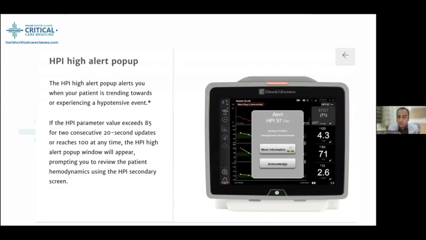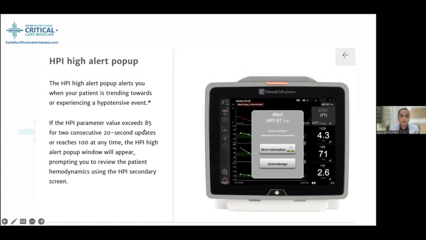So when we put on the monitor and we have some sort of alert, this hypotension prediction index high alert is going to pop up like this. This is the Edwards Lifesciences monitor device, the Acumen IQ. It gives an HPI value of 97 out of 100. So do you need more information, and are you sure that you are going to acknowledge this data? This is the first screen which we are going to get.